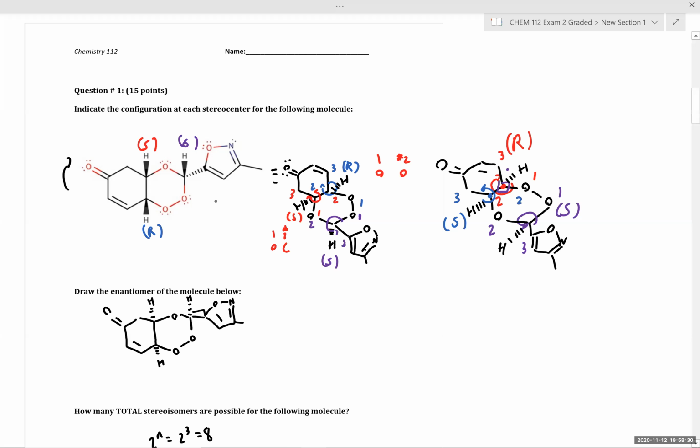Now, if you want to draw an enantiomer, all you do is you draw the same skeleton, except you flip every stereocenter. So you replace every dash with a wedge and every wedge with a dash. And that gives us the following structure shown here. Does that make sense to everyone? Does that idea make sense?